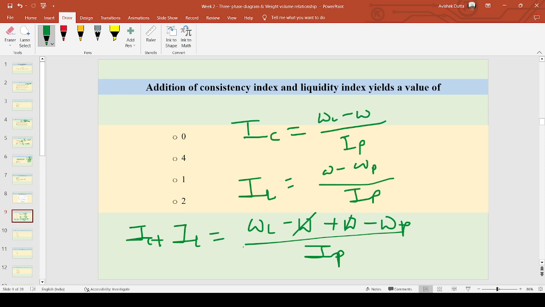Yes, sir. So this is the definition of consistency index and liquidity index. Now if we add consistency index and liquidity index, the numerator is WL minus WP. What is WL minus WP? What is it called? WL is the liquid limit. WP is the plastic limit. Liquid limit minus plastic limit. What is it called?